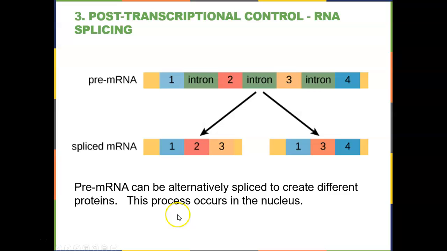All of this, whether it is opening up the DNA, which was number 1, limiting access of RNA polymerase to actually transcribing, which was number 2, or taking the transcript and making changes, which was number 3. All 3 of those processes happen in the nucleus.